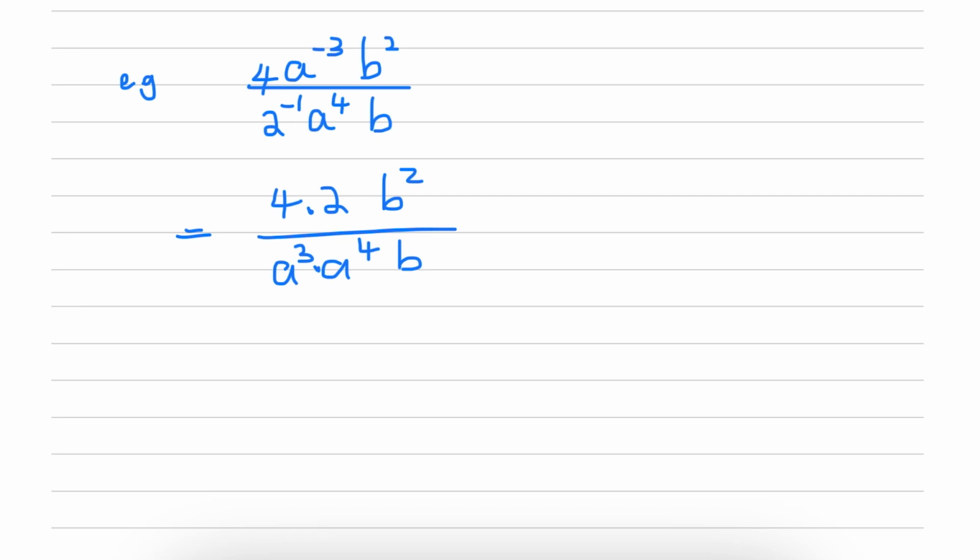Okay, now let's just simplify this. Starting with the numbers. 4 times 2 is equal to 8. So this is 8. Now we can do the a's. A to the power of 3 times a to the power of 4. That should become a to the power of 7. But this should actually go at the bottom. A to the power of 7. Okay. And then b to the power of 2 divided by b to the power of 1. That is equal to b to the power of 1 at the top. Okay, and this is then your final answer.